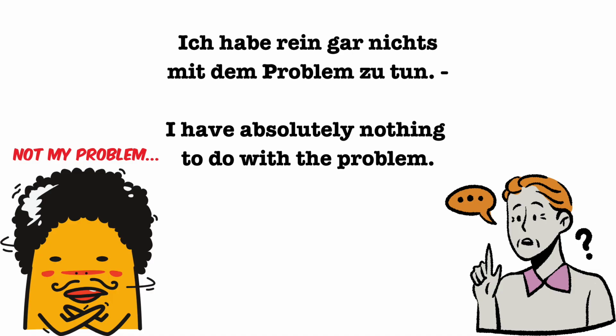Ich habe rein gar nichts mit dem Problem zu tun. I have absolutely nothing to do with the problem. Rein gar doubles down on the word gar to express what it is disassociating from, the problem. Total, not just for exaggeration. Total can be used to emphasize something, sometimes ironically or humorously, or to show a strong emotion. Think of it as being similar to the English word totally or completely, but these translations don't always work.